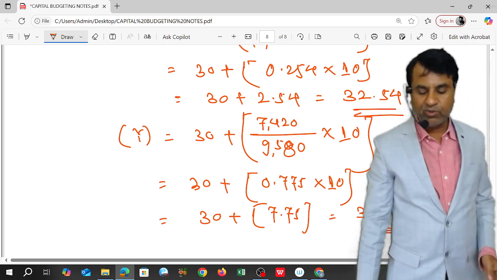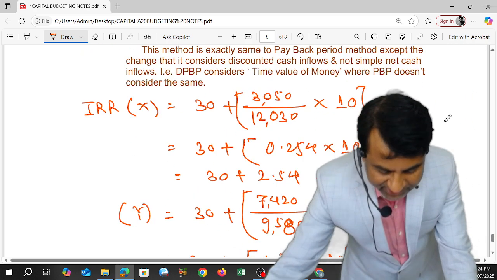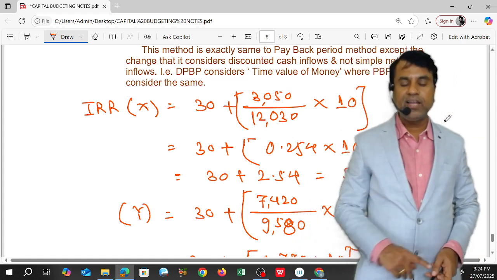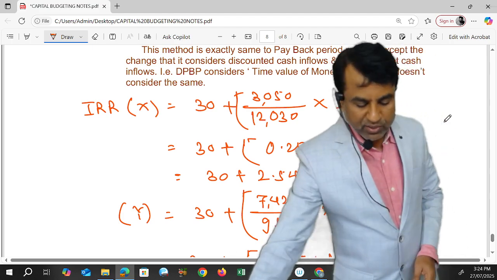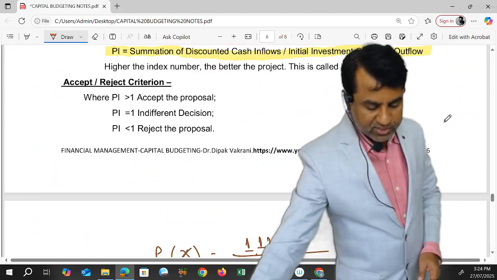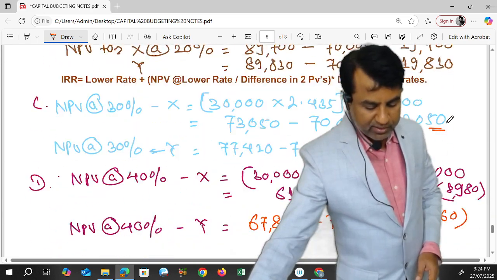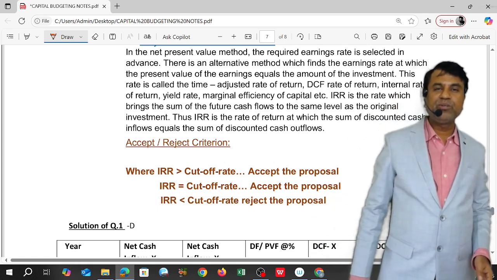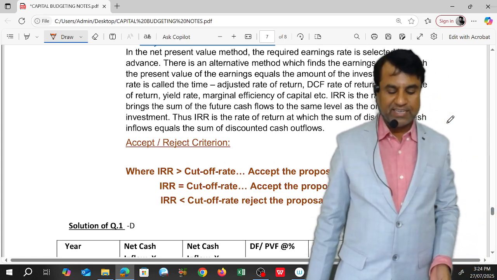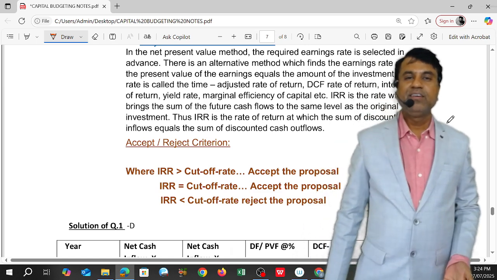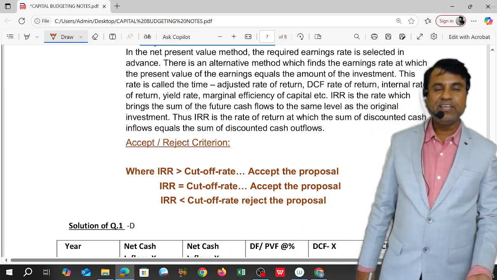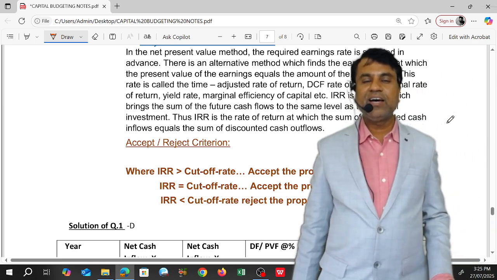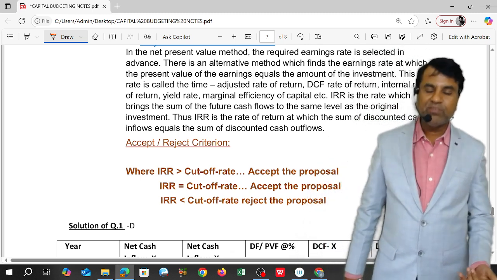This way around IRR is calculated. IRR should be calculated at such a rate where NPV becomes exactly 0. That is how you have to find IRR. So what is the criterion for IRR? If IRR is more than the cost of capital, accept, otherwise reject. IRR greater than cost of rate: obviously 32.54 and 37.75 are both more than 10%, hence both are accepted. You can accept both projects here, because as per the criterion X is also having IRR more than cost of capital, and Y is also having IRR more than cost of capital.